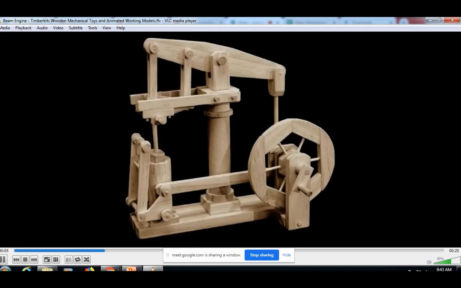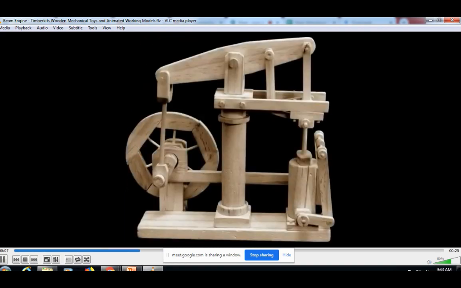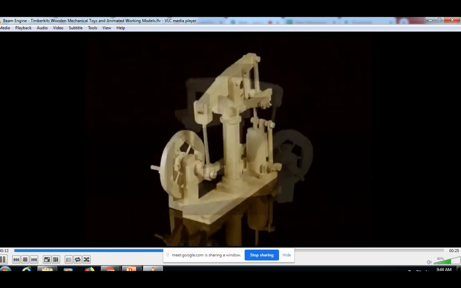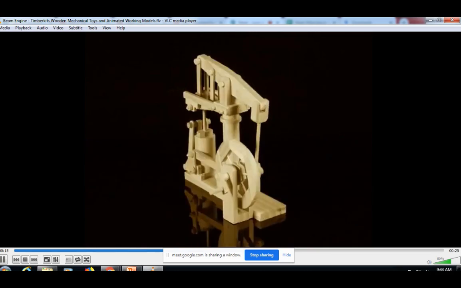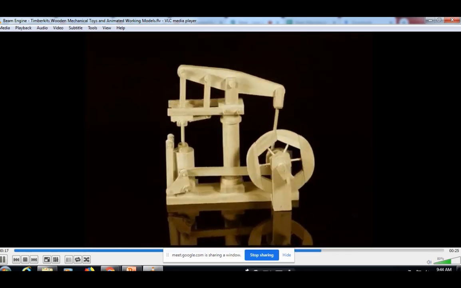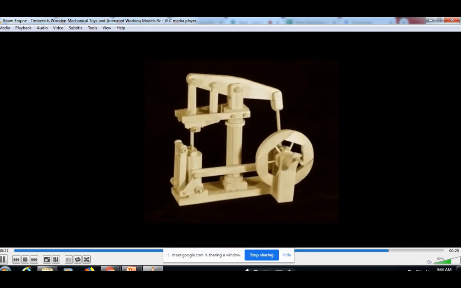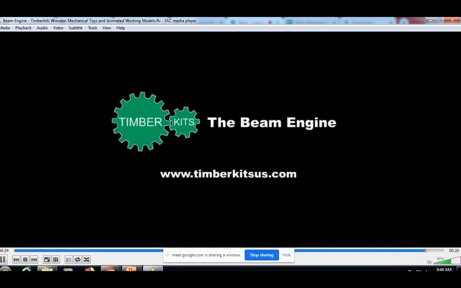This is the model. You can see there what happens. Rotary motion. This one is rotating, and then reciprocating motion in the cylinder part. You can see there. Rotary to reciprocating motion. Beam engine.